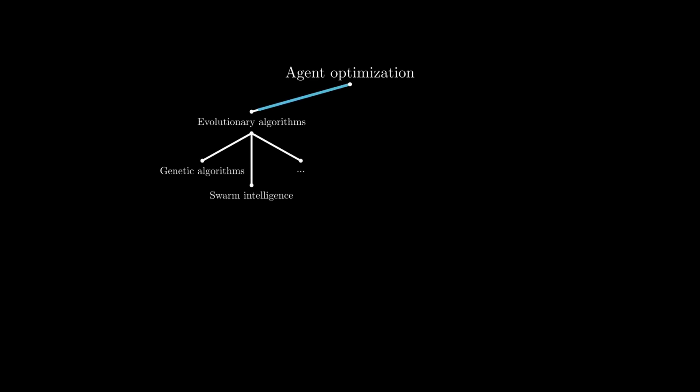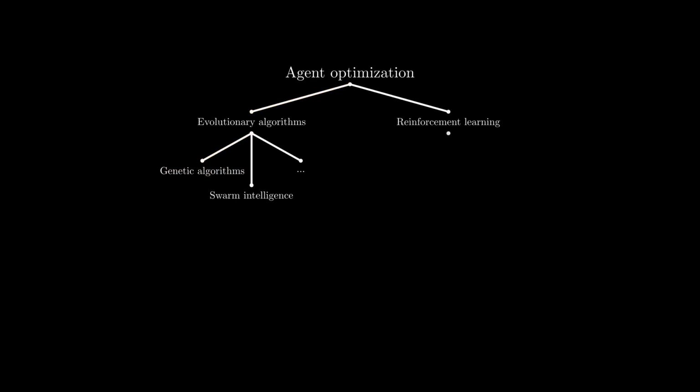Now, there are many different ways to optimize an agent. You could, for example, use evolutionary algorithms. This branches out into genetic algorithms, swarm intelligence, and a lot more. What I see a lot of people doing in similar projects is to use genetic algorithms. And that works, but genetic algorithms require a population of agents, and they can be computationally inefficient, and I think we can do better. What we could instead do is to use reinforcement learning.